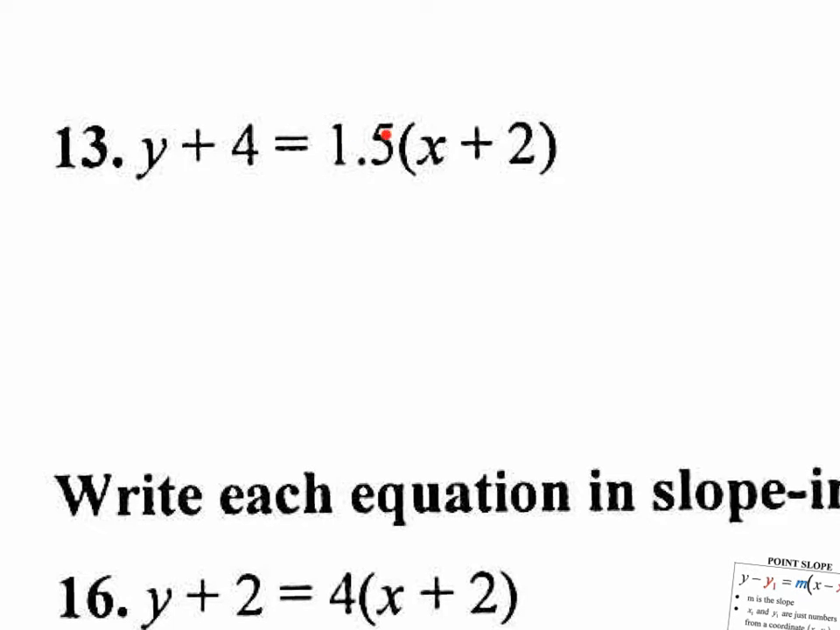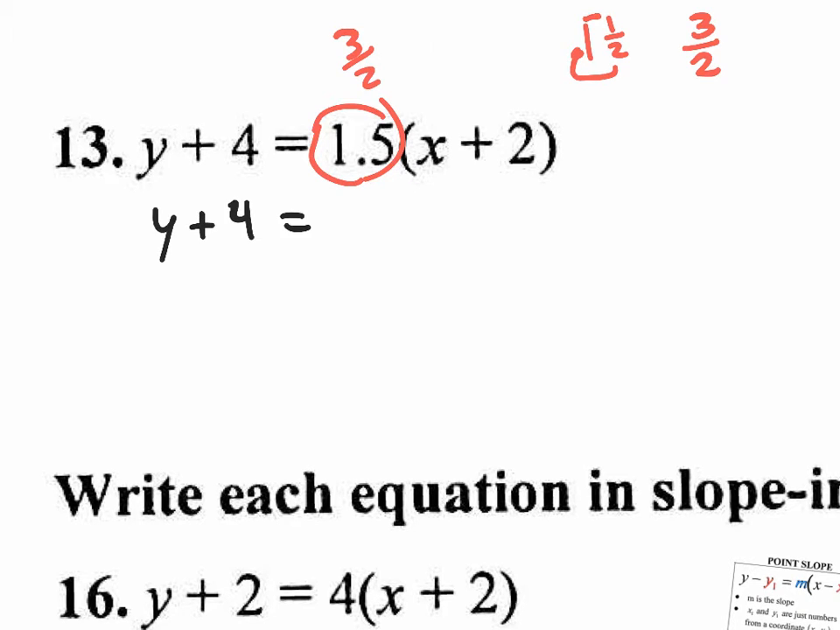So let's think about what 1.5 really is. 1.5 is like $1.50. It's like a 1 and 1/2. Now let's change that mixed number into an improper fraction. You're going to go 2 times 1 and then plus 1. 2 times 1 plus 1 is 3, and you put it over that original denominator 2. So 1.5 is really the same thing as 3/2. I mean, think about it. $3 divided by 2 is $1.50. So what we have here is y plus 4 equals 3/2 times x plus 2.